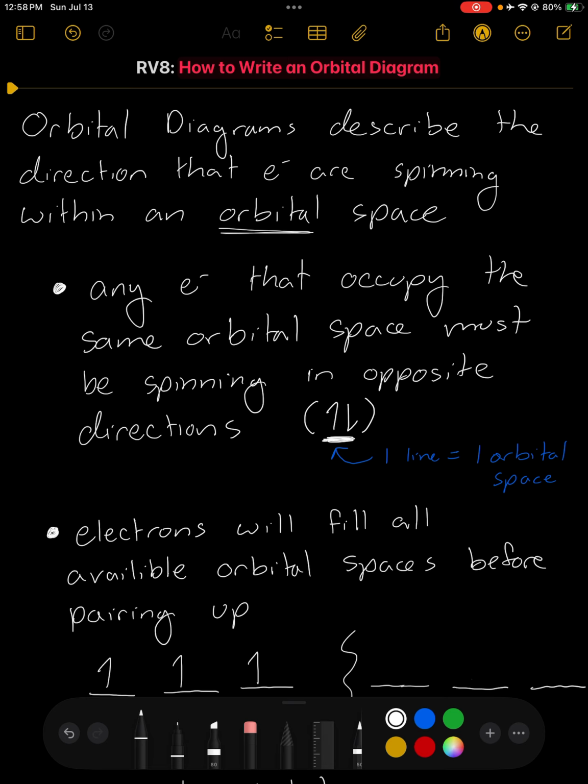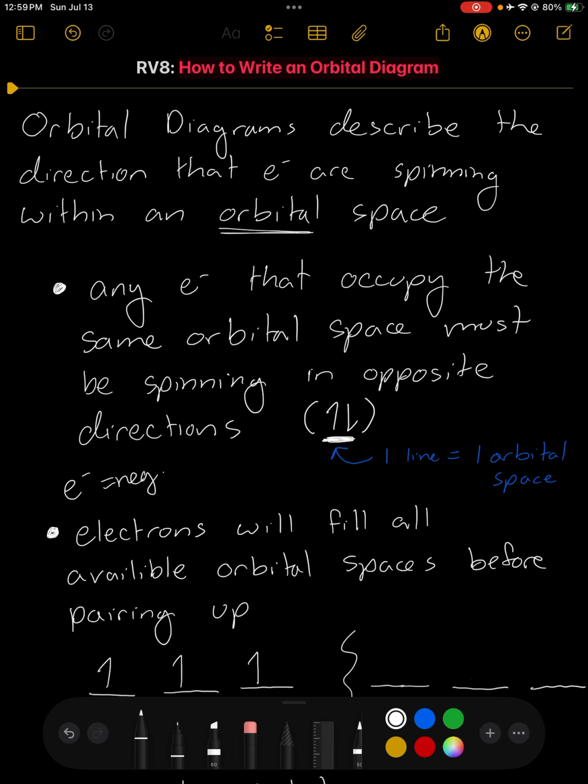within the same shell. So one important thing to note is that any electrons that occupy the same orbital space have to be spinning in opposite directions. And the reason for that has to do with the charge of electrons themselves. We know that electrons are negative, which means that typically they should repel each other. They should want to be as far away from one another as possible. And so to make it possible for two electrons to occupy the same orbital space, they have to spin in opposite directions because that opposite spin allows them to associate more closely.